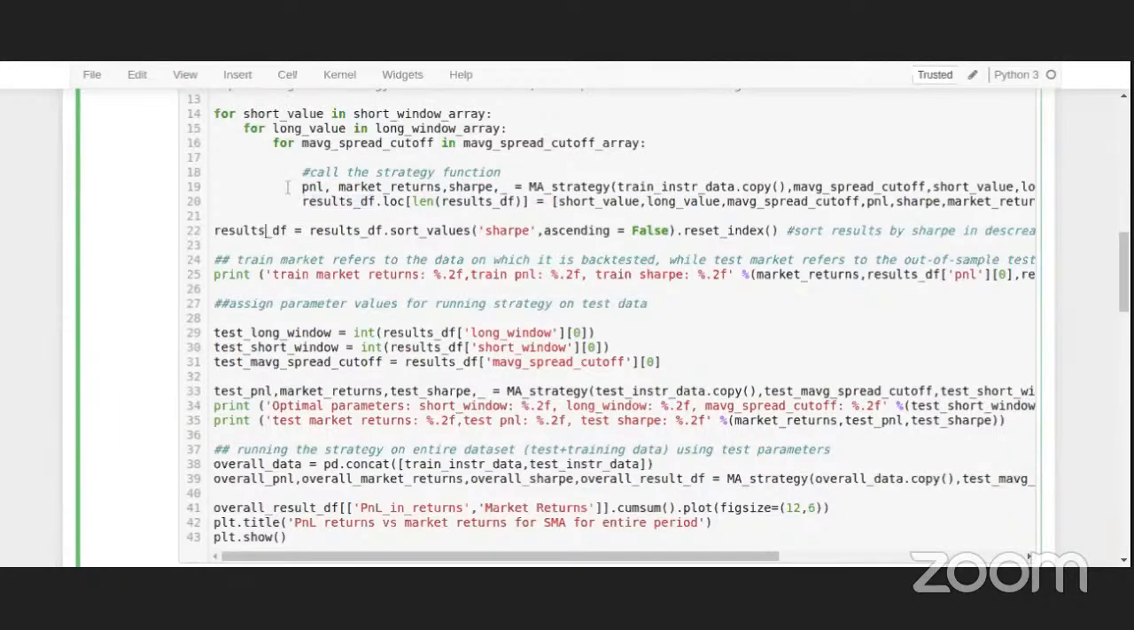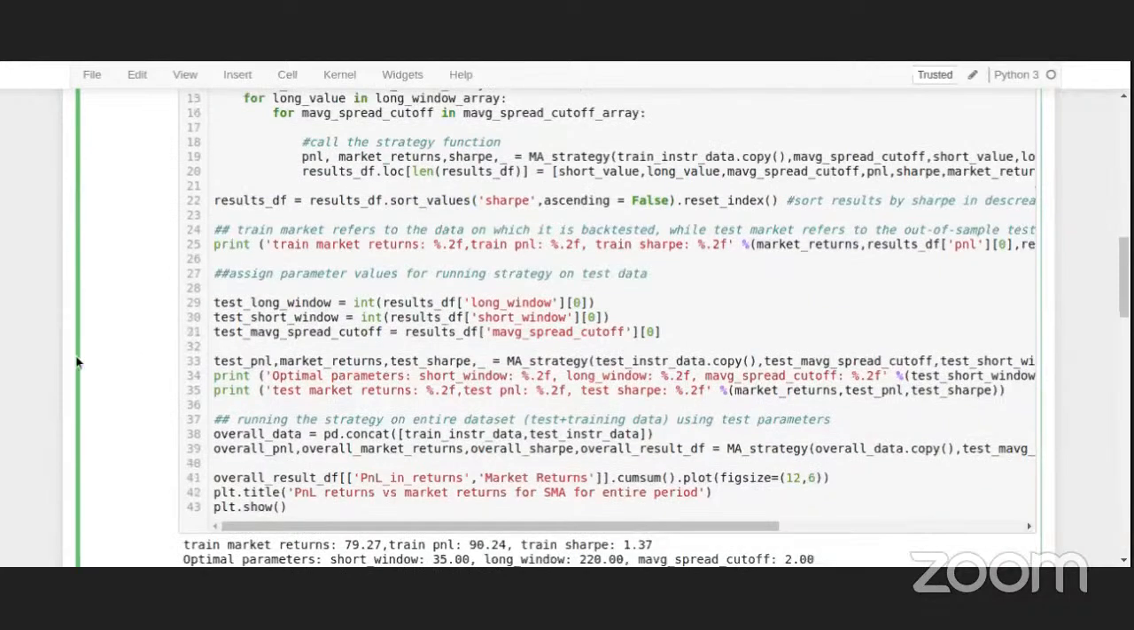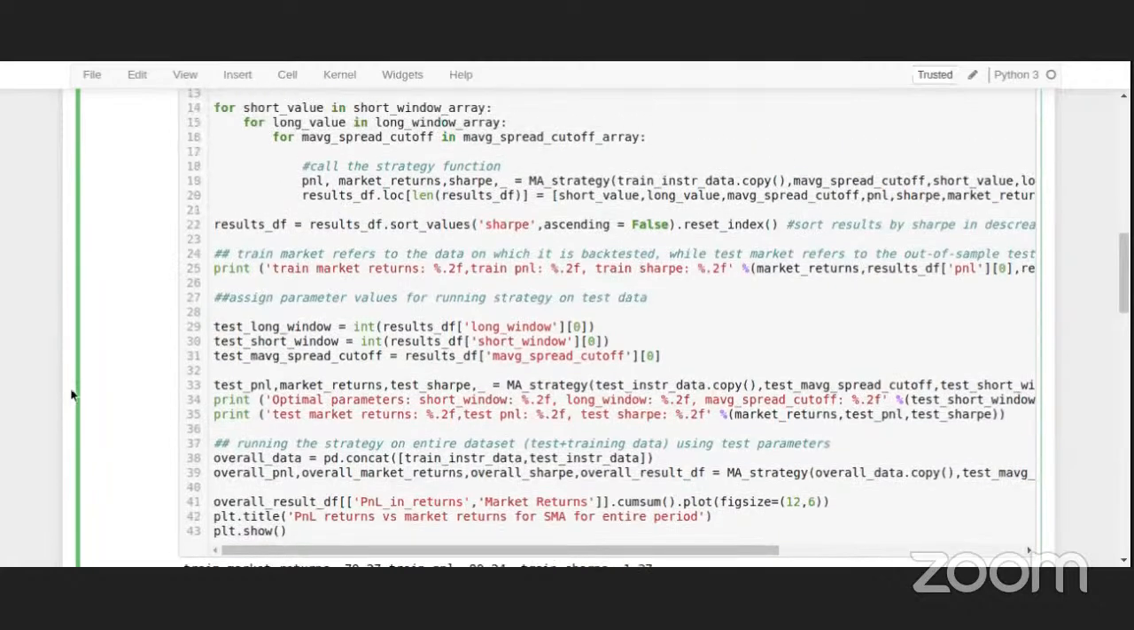Once this entire run is completed, we have our results data frame ready, and then we sort it by Sharpe. We want to get the highest Sharpe possible, and then we print the highest Sharpe, along with whatever market returns and PNL we got. So this is how the training is done.